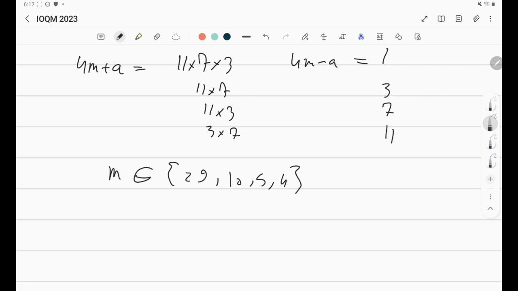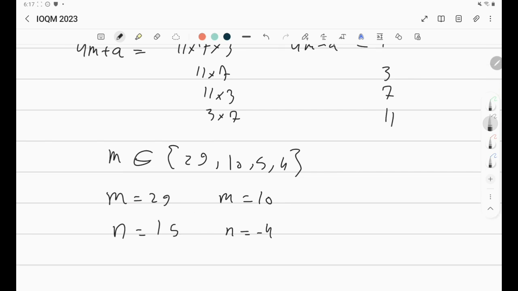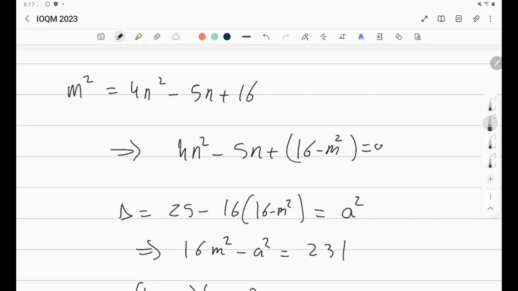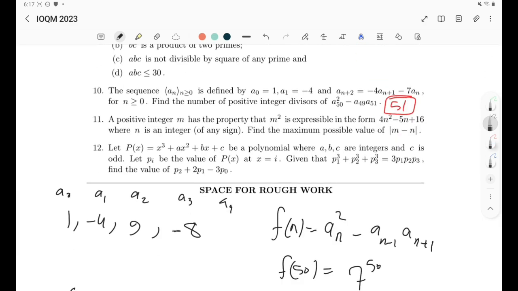so we need to have m and n far from each other. So you will see that if you pick m equals 29, and m equals 10, you're gonna get here n is equal to 15, and here negative 4. So that means m minus n is just 14, which is our answer. So here the answer is 14.